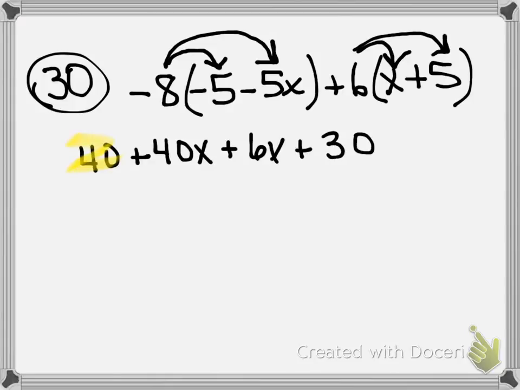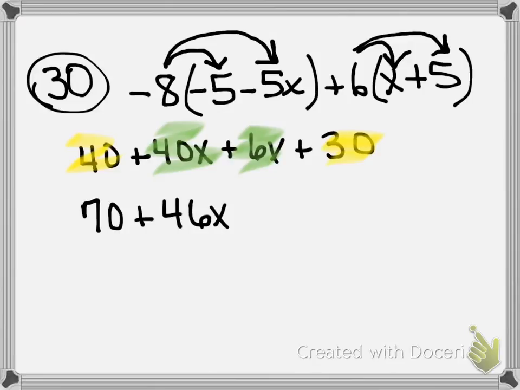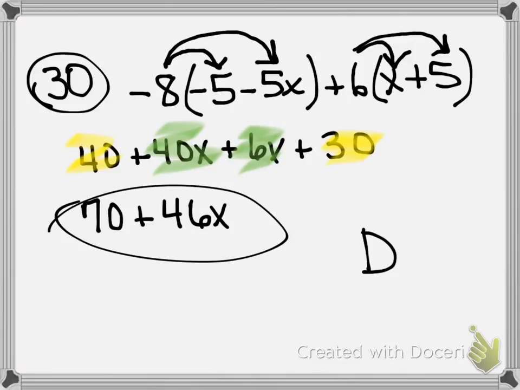Now I have some like terms. I have a 40 and a 30, and I also have a 40x and a 6x. So 40 and 30 will combine to give me 70, and 40x and 6x will combine to give me 46x. So if you look at the answers on number 40, the correct answer would be D, 70 plus 4x. So that is the distributive property, and that pretty much will take care of simplifying algebraic expressions.